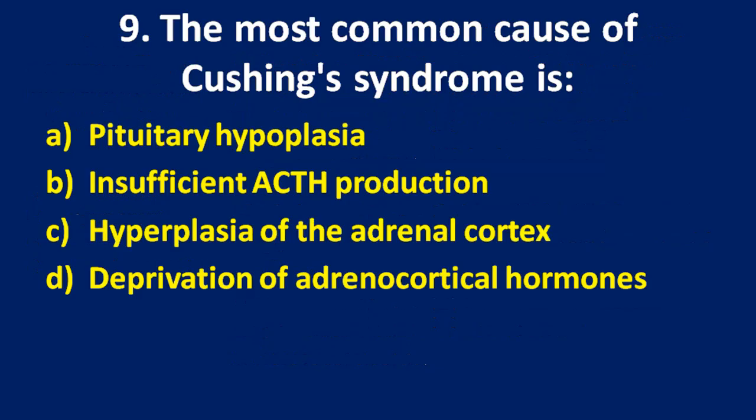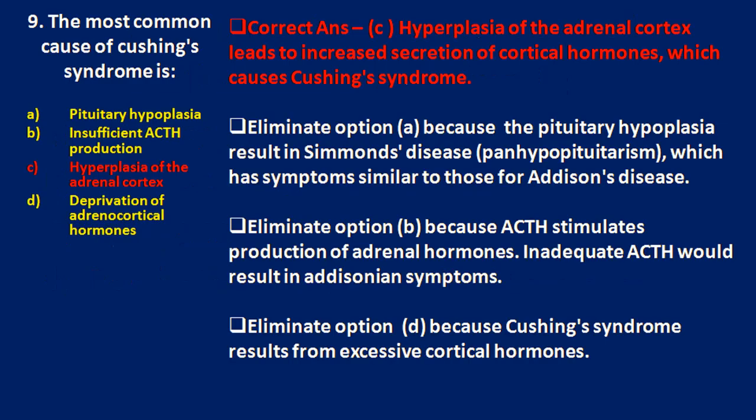Ninth question. The most common cause of Cushing's syndrome is option A, pituitary hypoplasia, option B, insufficient ACTH production, option C, hyperplasia of the adrenal cortex, option D, deprivation of adrenocortical hormones. The correct answer is option C, that is hyperplasia of the adrenal cortex. Hyperplasia of the adrenal cortex leads to increased secretion of cortical hormones, which causes Cushing syndrome.